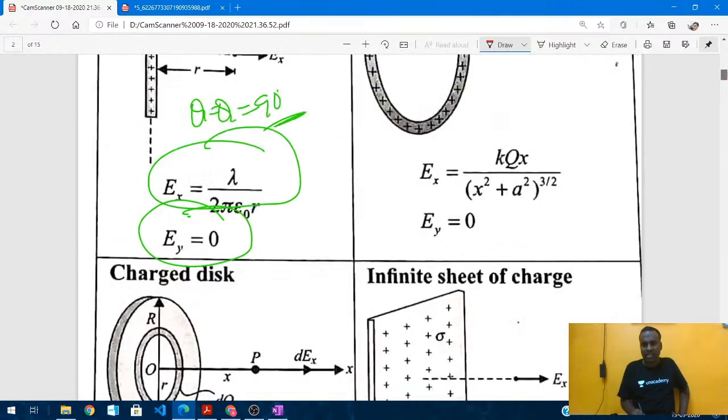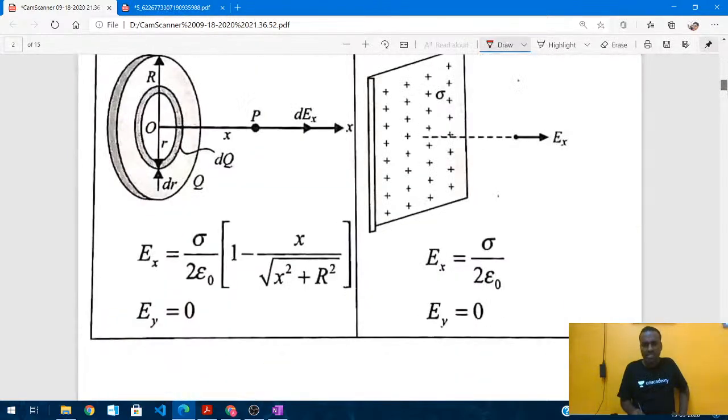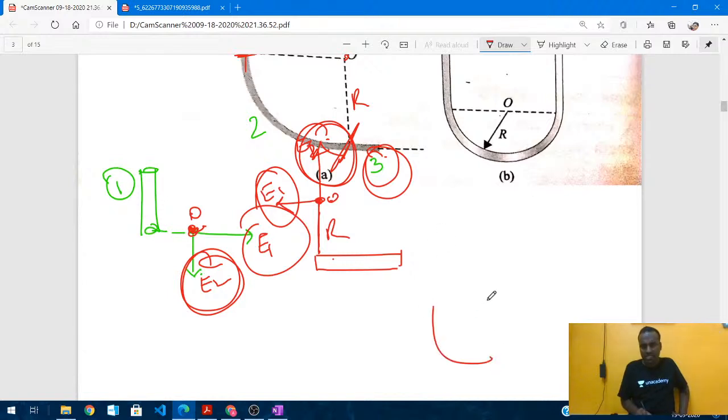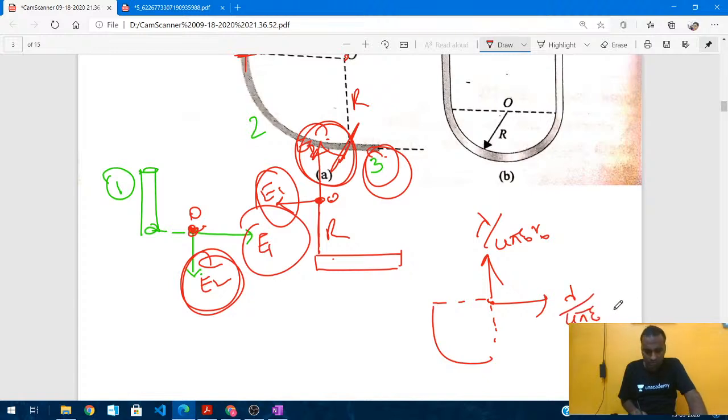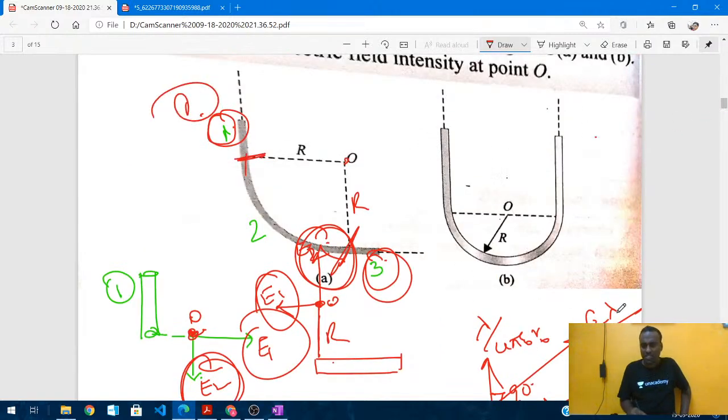For a quarter circle, as I already told you, this is the expression along the x component as well as along the y component. In this case along this direction, and due to this along this direction. The value is lambda upon 4 pi epsilon naught r naught here, and here also lambda by 4 pi epsilon naught r naught. The angle between these two is 90, so the resultant value will be root 2 times lambda upon 4 pi epsilon naught r naught. So for the first question, this will be the final answer.